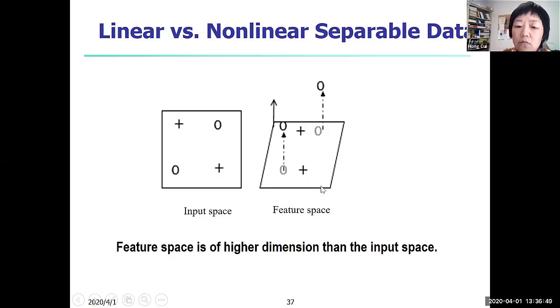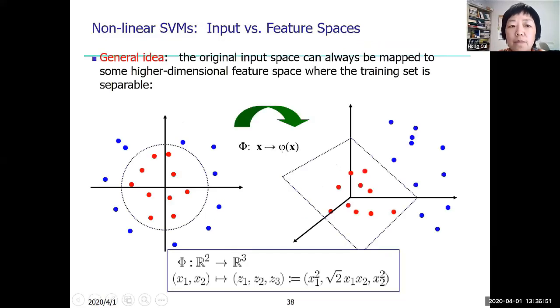But how exactly can we do that? That's the kernel trick that we're going to talk about. So the idea is, as we noted earlier, we have one set of data that's not linearly separable, but if we project the data from this two-dimensional space to a three-dimensional space in this way, we will be able to find a hyperplane that separates the two.